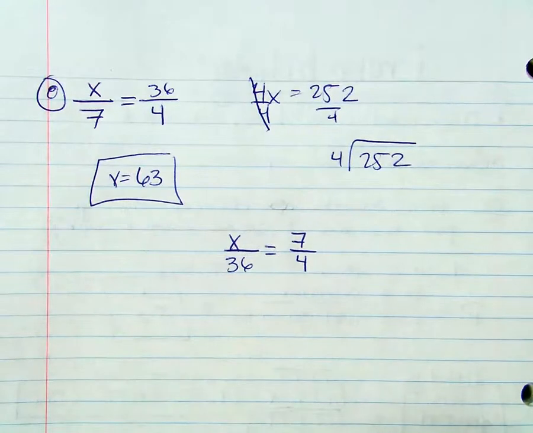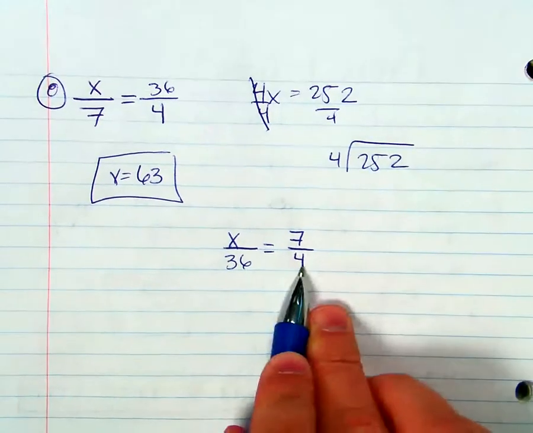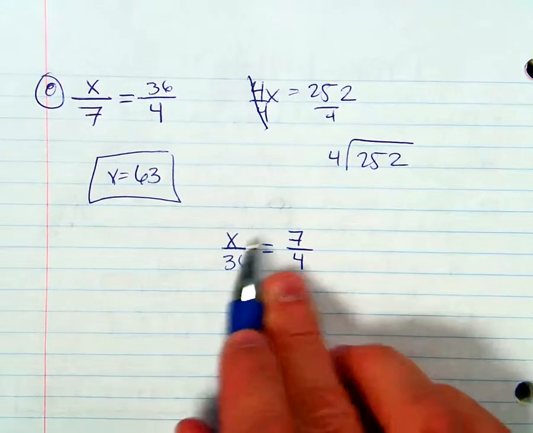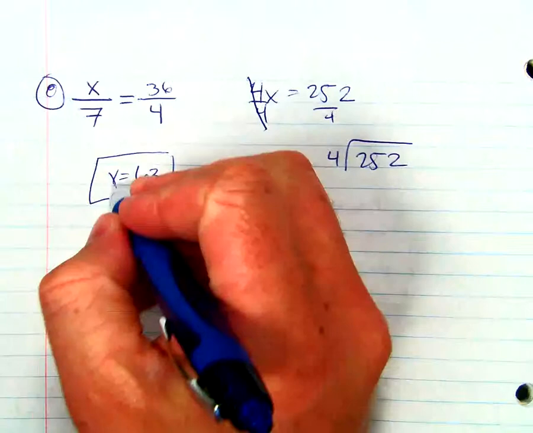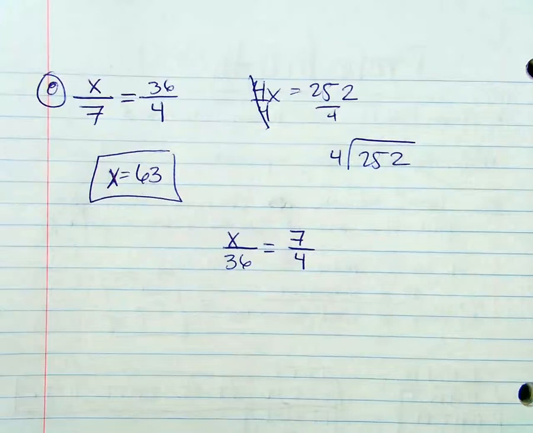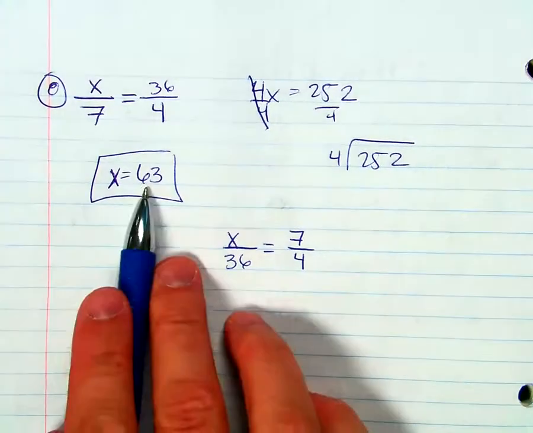This one's probably easier to see the simple proportion. 4 times 9 makes 36. 7 times 9 makes 63. It doesn't matter how you set up the proportion, but it will only be correct if it gives you this answer when you solve it.